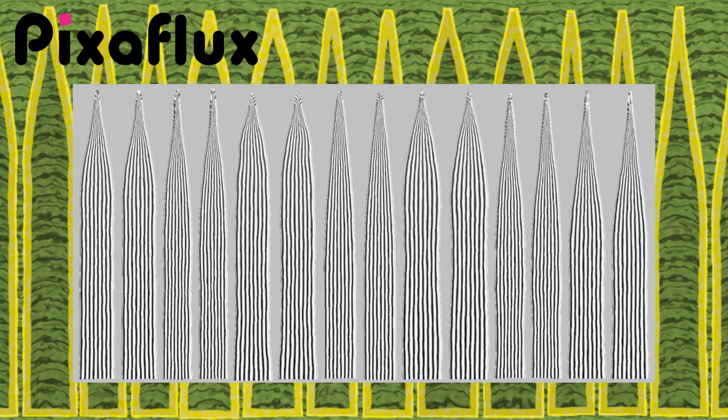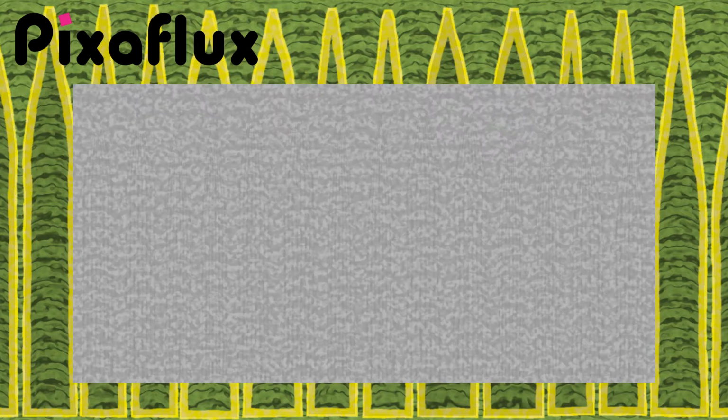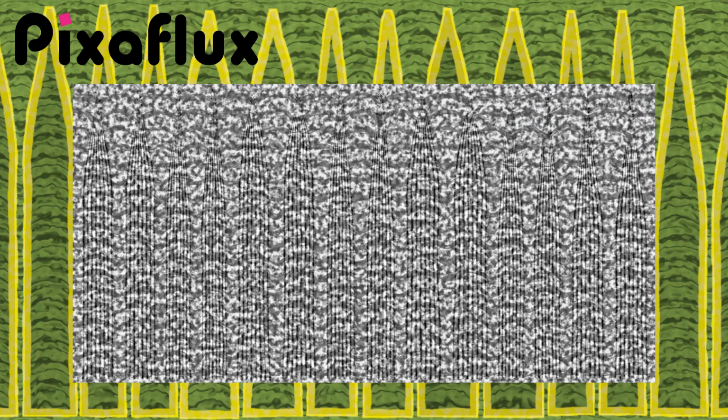Add bump and roughness details. Blend them with the leaf texture and stripes. Mix and adjust for roughness, and mix and convert to normal.